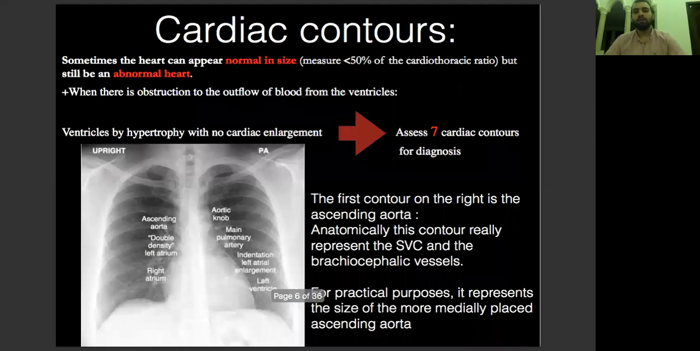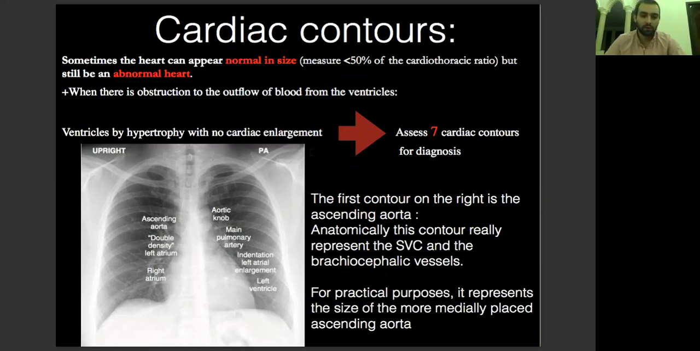After assessing the heart size, we should next assess the 7 cardiac contours, because we could have a normal heart size with an abnormal heart, such as in cases of obstruction to outflow of blood from the ventricle, where the ventricles will hypertrophy with no apparent cardiac enlargement. I will start from the right heart border from top to bottom. Then we'll switch to the left heart border, the contours on the left side from top to bottom.